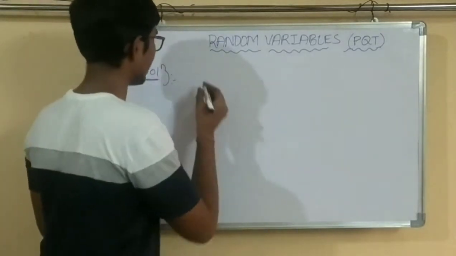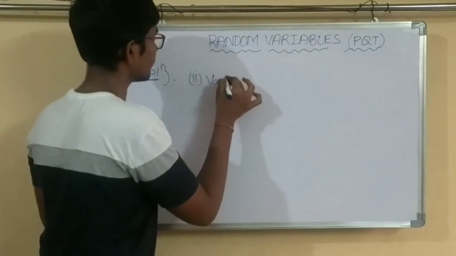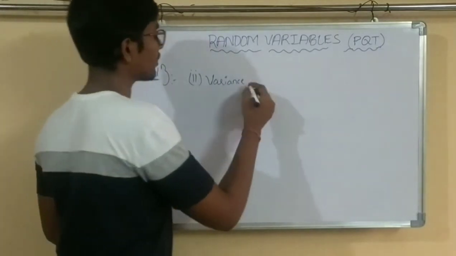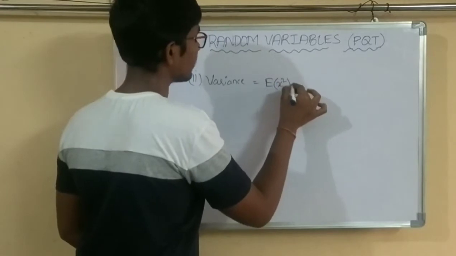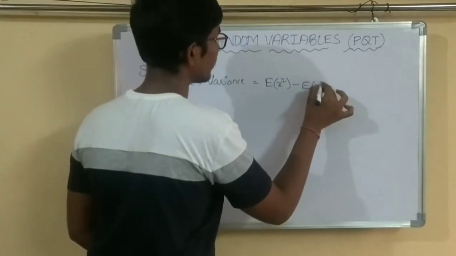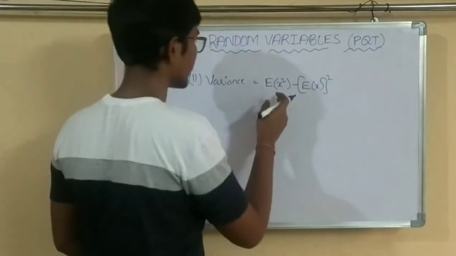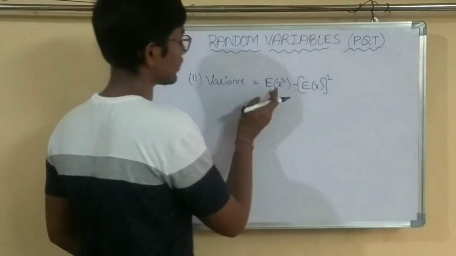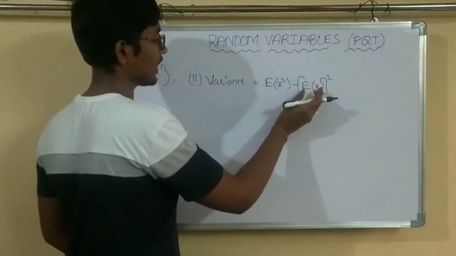Now let us find the variance for the given data. Variance. The formula for variance is expectation of x square minus expectation of x whole square. Right? This is the formula, right? Then we know the expectation of x value, but we don't know the expectation of x square value. This expectation of x value we have already calculated for the mean.